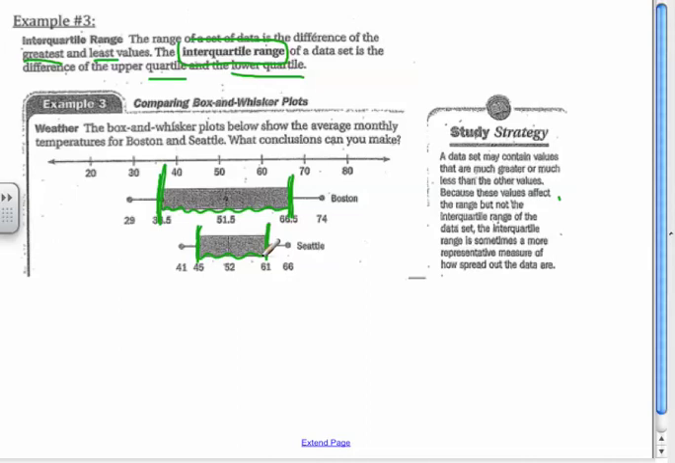In this one, example 3, it says the box and whisker plots below show the average monthly temperatures for Boston and Seattle. What conclusions can you make? Well, guys, just by looking at this, clearly the range of temperatures in Boston are both higher and lower than they are in Seattle. So Boston, we can say, gets hotter and colder.